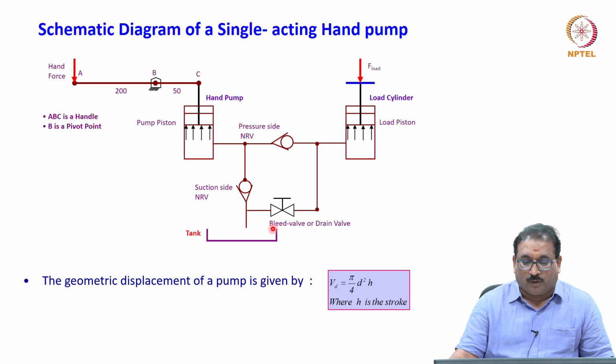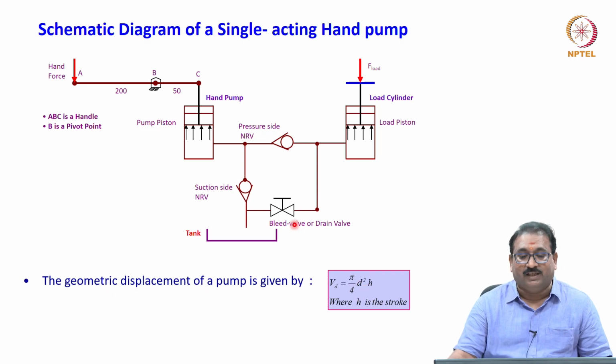So, the geometrical displacement from the pump is easily arrived at as area, pi by 4 d square, into h. H is the stroke. Very, very simple, friends. How much oil geometrical displacement, based on the diameter of the piston into stroke.